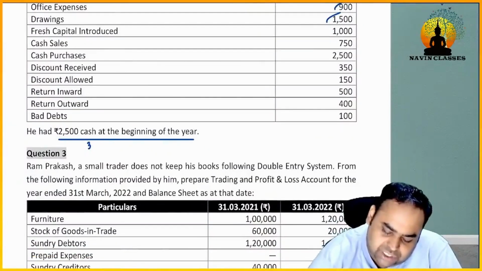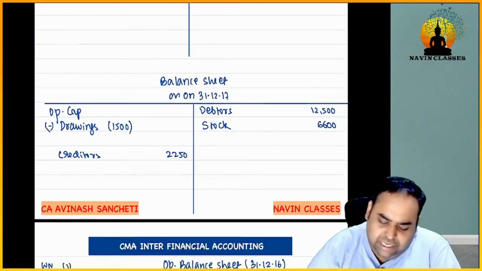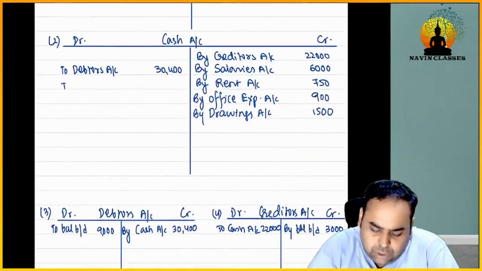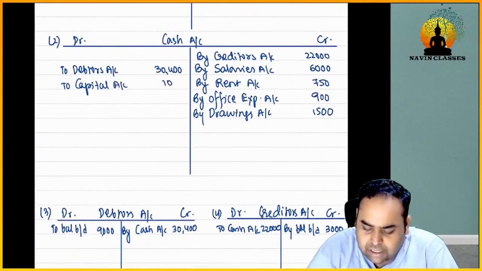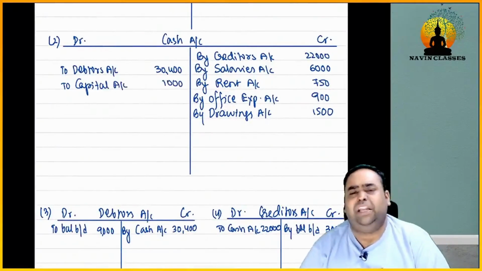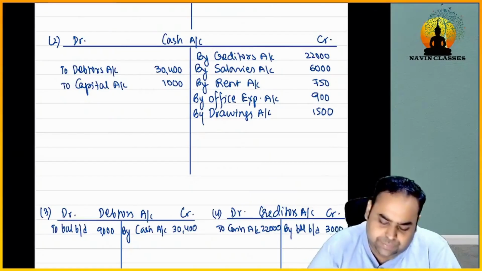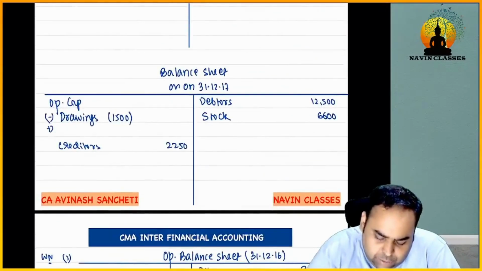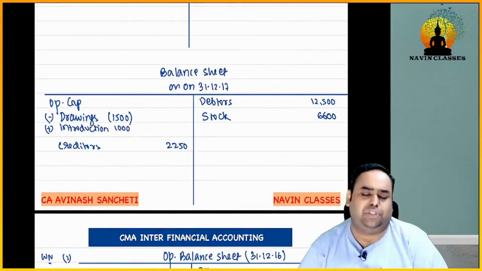Next, fresh capital or new capital was brought in. So first write in the cash account to capital account. It's 1000. So this introduction here, it will be added to the opening capital. Add this introduction. 1000 will be added to the capital. It is the introduction.